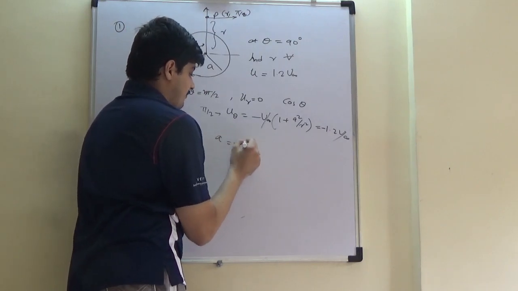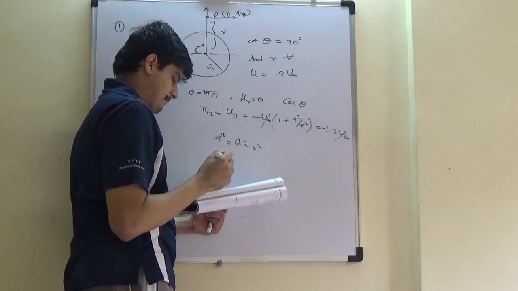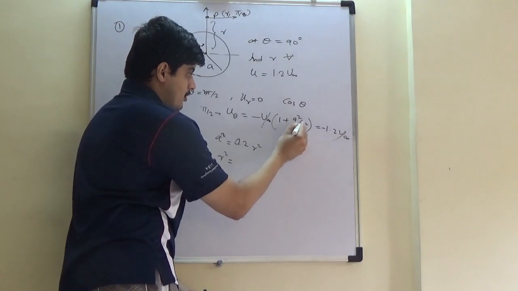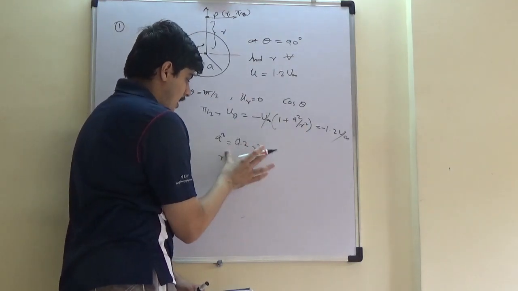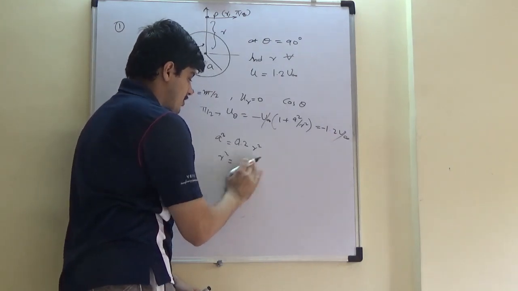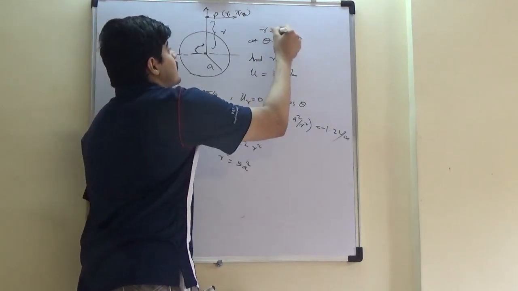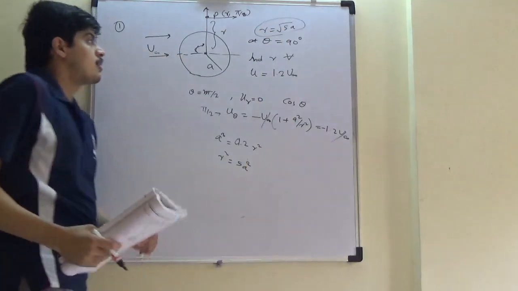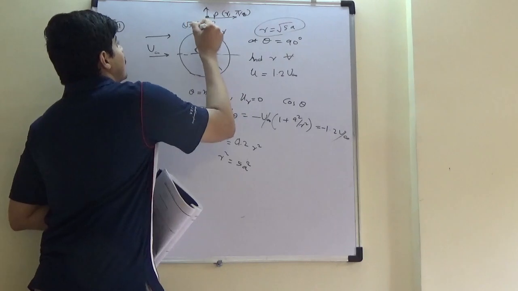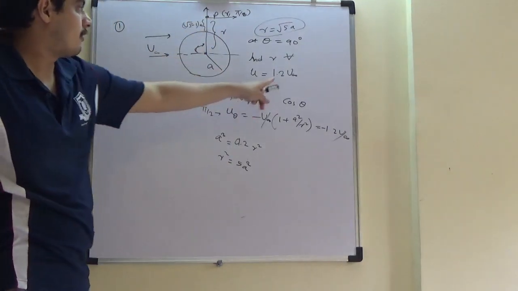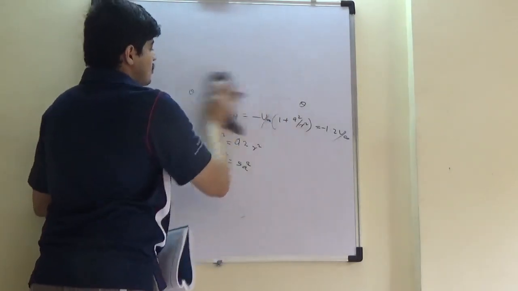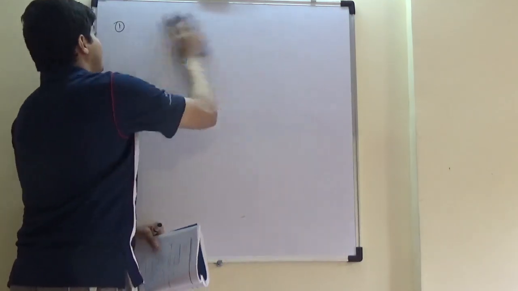So what is r? r square, because a is the radius of the cylinder, is a square upon 0.2, which is 5a square. So the answer is root 5 times a. So at a distance of root 5 times a, which is more than this, so this is root 5 minus 1 times a from the surface, this is the point where you would have a 20% increase in magnitude, right? A very trivial question, but it tests your understanding of u_r and u theta. Let's go to the next question.